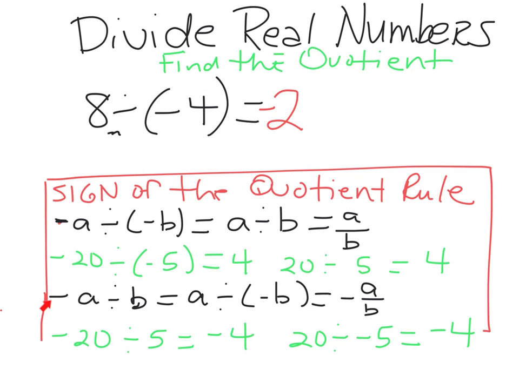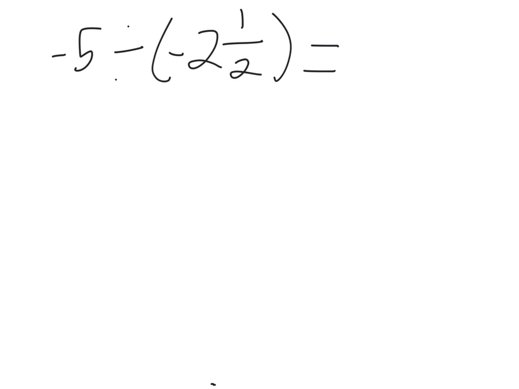If you have one negative and one positive, negative a divided by b is the same thing as a divided by negative b, which equals negative a over b. In real life, that looks like, for example, negative 20 divided by 5 equals negative 4. It's the same thing as 20 divided by negative 5 equals negative 4. So the sign of the quotient rule is two positives equal a positive, one negative equals a negative when they have opposites.